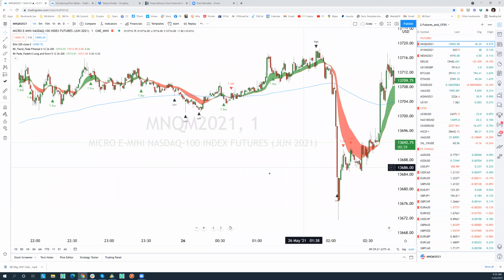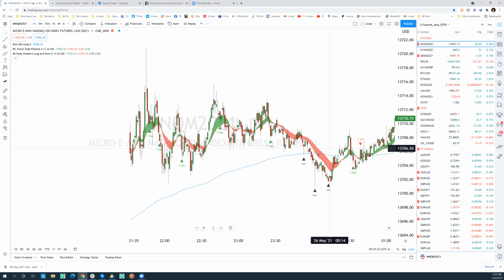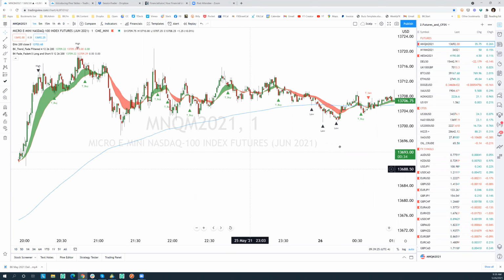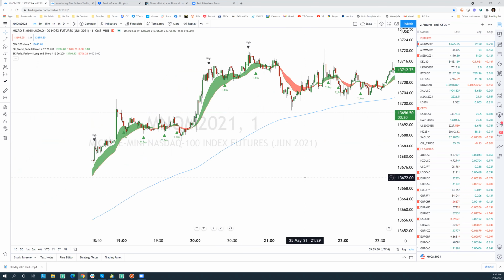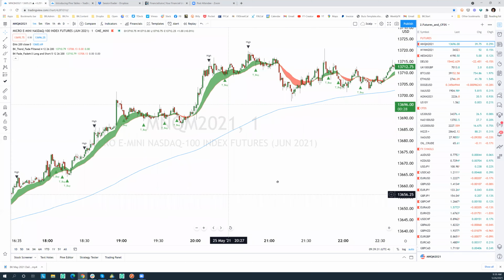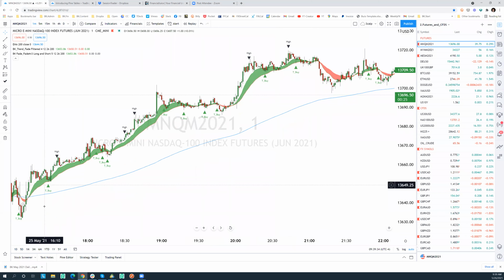I think we had a decent trend at the beginning of Asia. Yeah, so here's Asia. Asia really had a very, very clean start. At the beginning of Asia, when the New York market closed, we actually started to have a very nice long continuous trend.